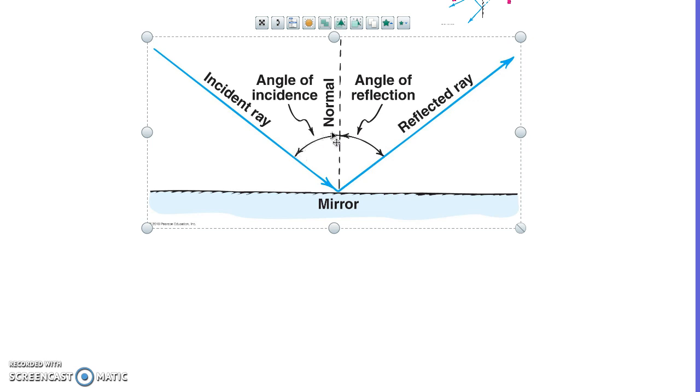The incident ray is the one that's incoming, and the angle between the normal, that perpendicular line, and the incoming ray is the angle of incidence. Bouncing off is the reflected ray, and the angle between it and the normal is the angle of reflection. The law of reflection states that the angle of incidence is always equal to the angle of reflection, and that's a rule that light always follows when it reflects off of things. We'll talk more about that and other things with reflection in the next video.